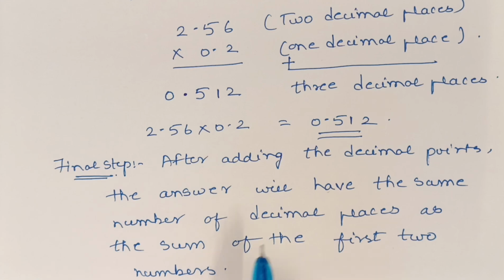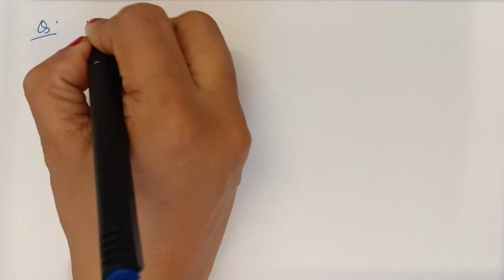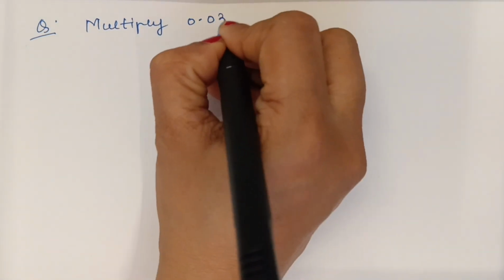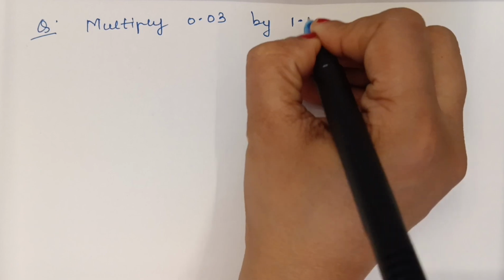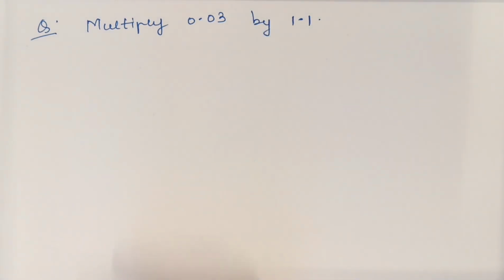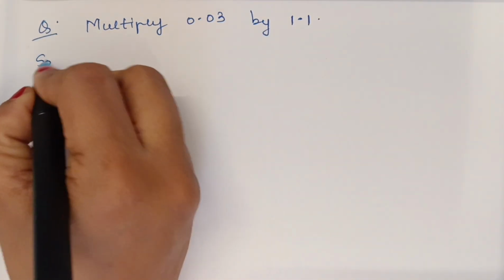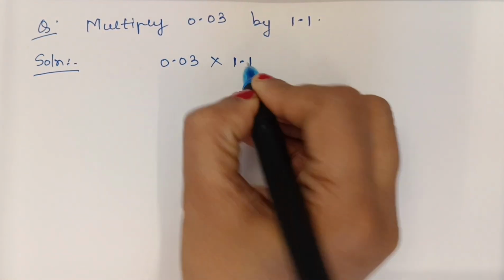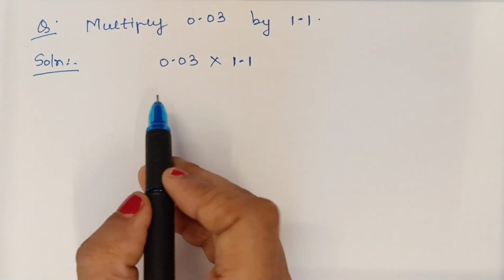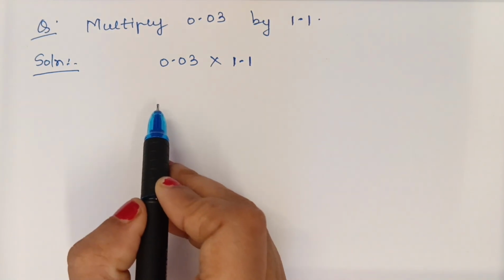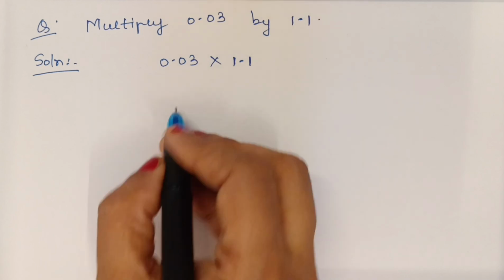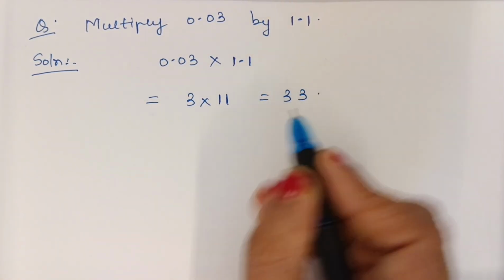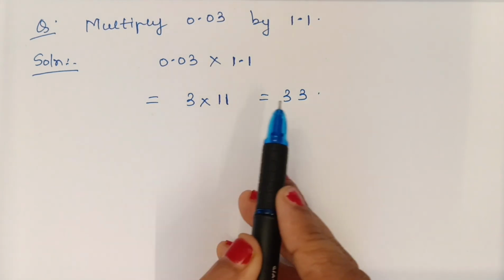Now let's switch to the next page. The question says multiply 0.03 by 1.1. So everyone knows step 1. What is step 1? Write down the question with the multiplication sign. Now multiply decimal numbers just like multiplying whole numbers. So 3 11s are, what is that? 33. I multiplied without decimal points.